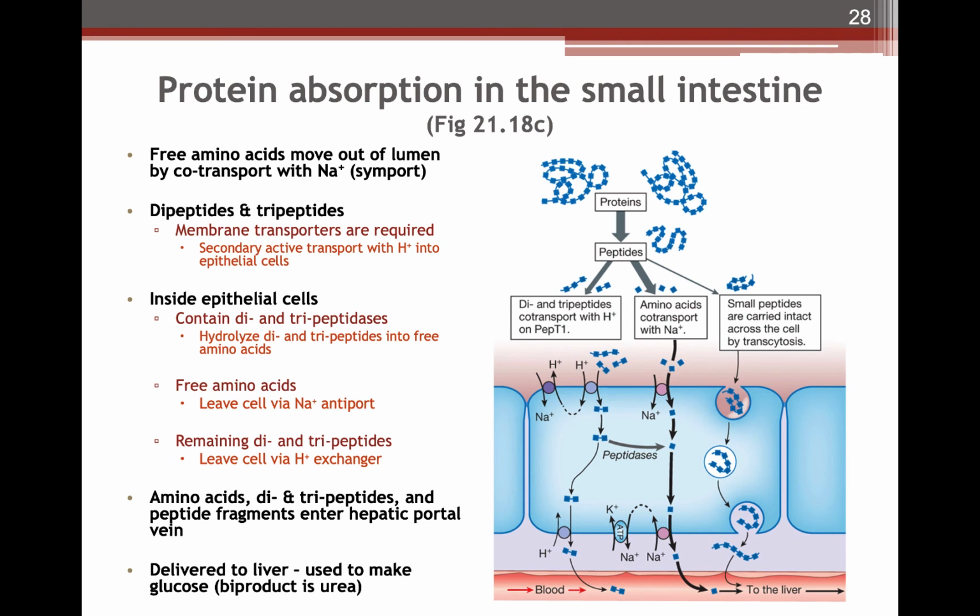So that's the story of how we absorb either oligopeptides, di and tripeptides, or single amino acids into the blood. And they are then delivered all around the body as building materials for making proteins of our own, but also could be delivered to the liver where they can be converted into glucose, which of course is a super important sugar for cellular respiration.